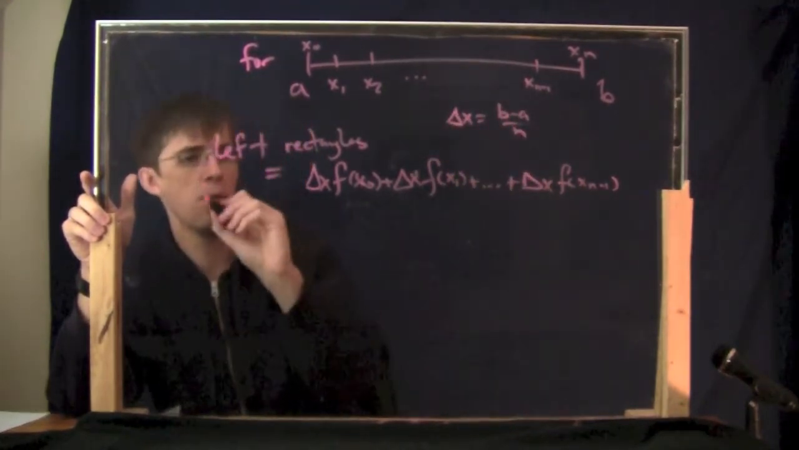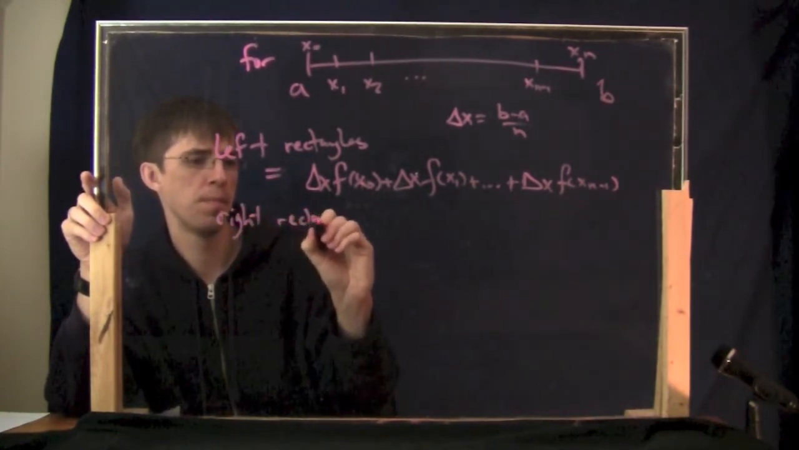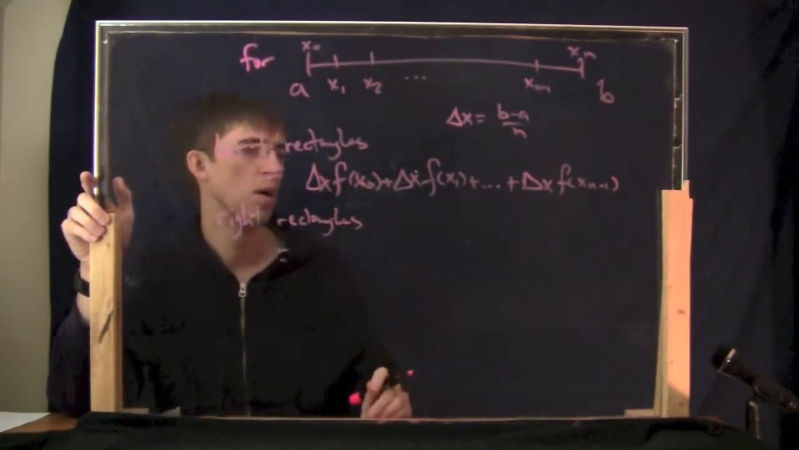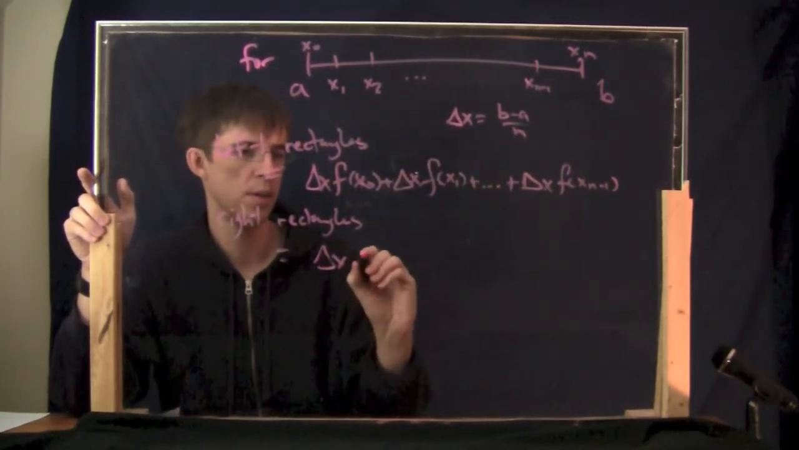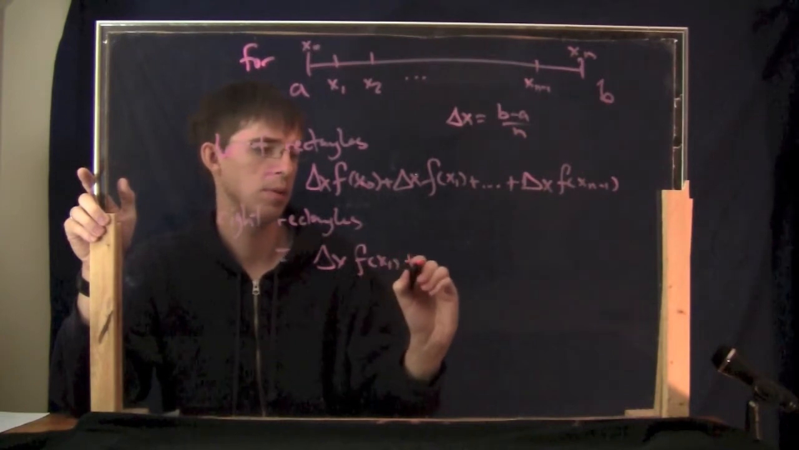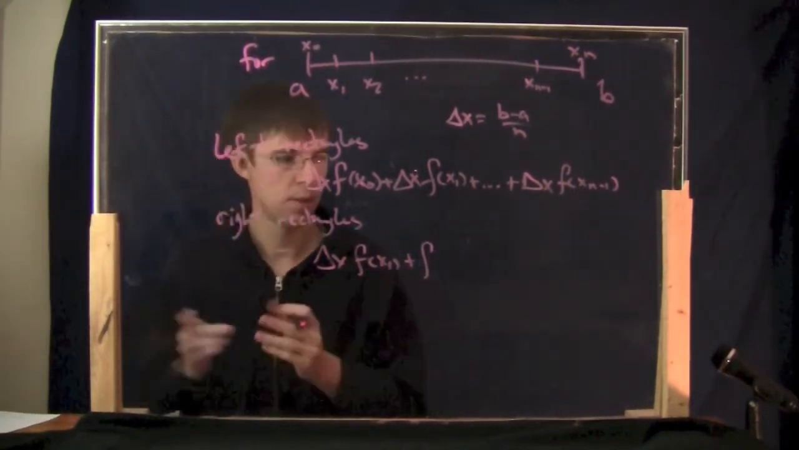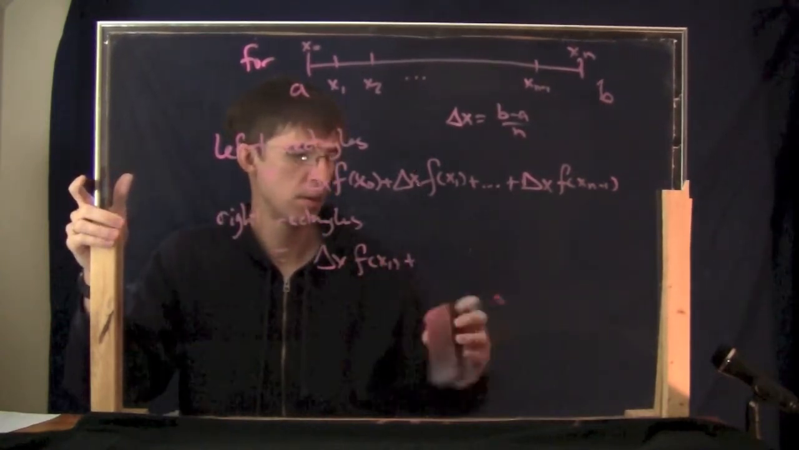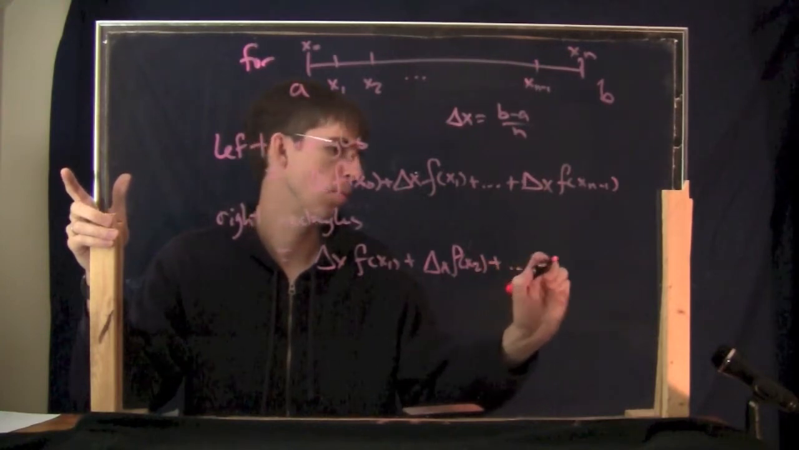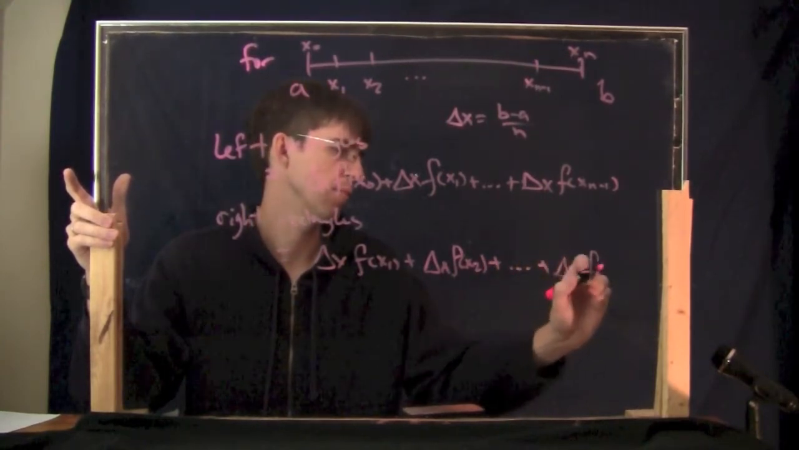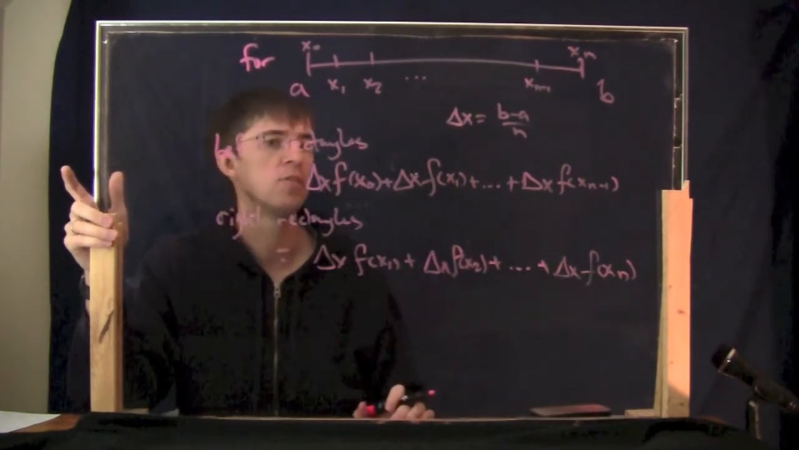All right? And the right hand side is almost exactly the same. The difference would be you start at x1 and you end at xn. So it's delta x f of x1 plus delta x f of x2, blah, blah, blah, delta x f of x n, like that, right? This is the right hand sum.